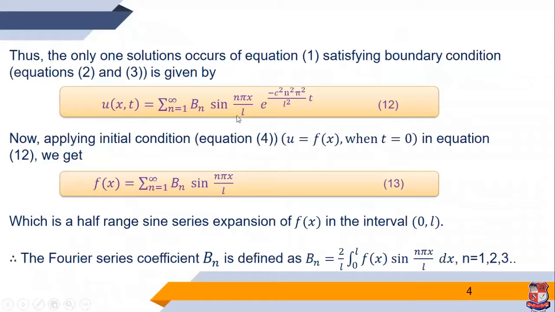We get the solution of the given problem: u(x,t) is equal to summation n is 1 to infinity b_n sin(n pi x by l) e raised to minus c square n square pi square by l square into t, where b_n is the Fourier series coefficient, which is defined as 2 by l integration 0 to l f(x) into sin(n pi x by l) dx.